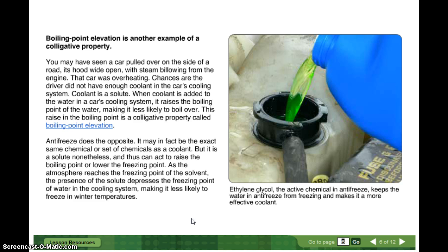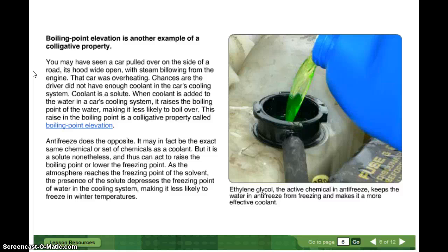Boiling point elevation is another example of a colligative property. So boiling point elevation, elevate meaning being higher. You may have seen a car pulled over on the side of the road, its hood wide open, with steam billowing from the engine. That car was overheating. Chances are the driver did not have enough coolant in the car's cooling system.